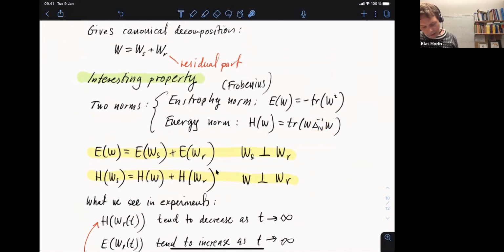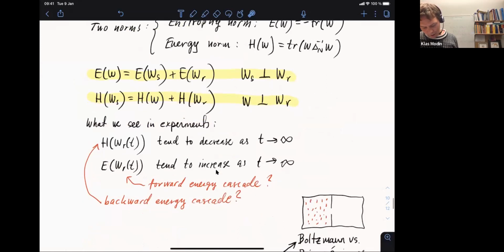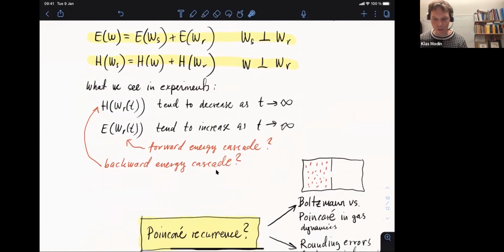And then, by direct computation, what you see is that by construction these two, WS and WR, are orthogonal with respect to the entropy inner product. But if you look at the energy, what is orthogonal is WR and W. So this means that the energy of WS is always larger than the conserved energy. And this is also what we see in experiments. So maybe I'll show you that as well.